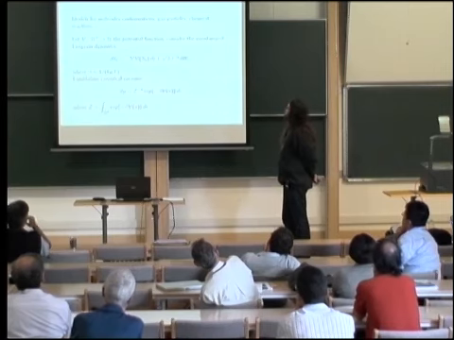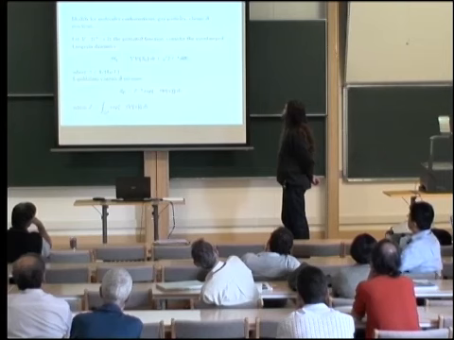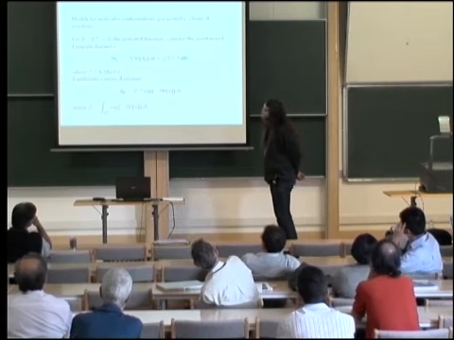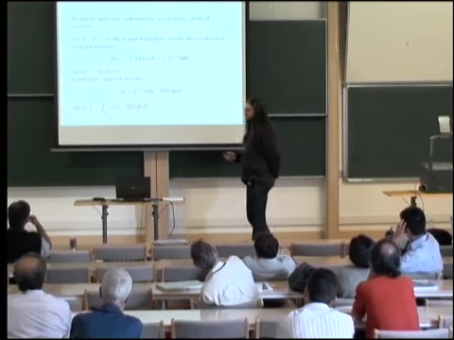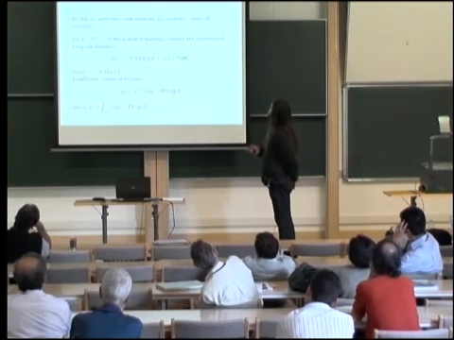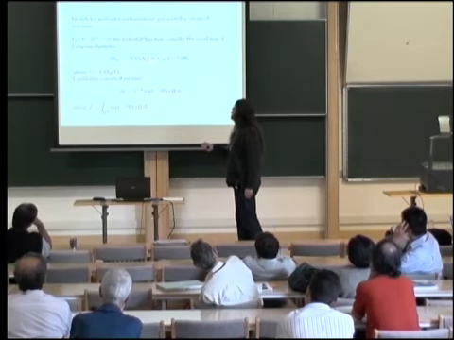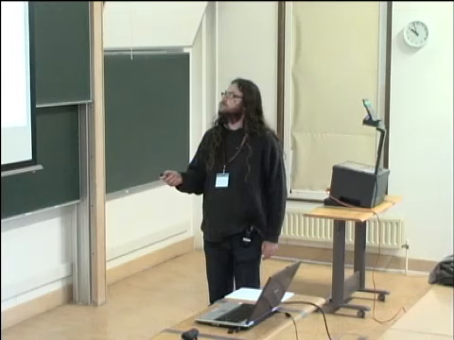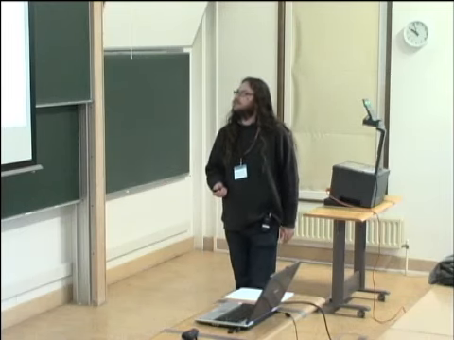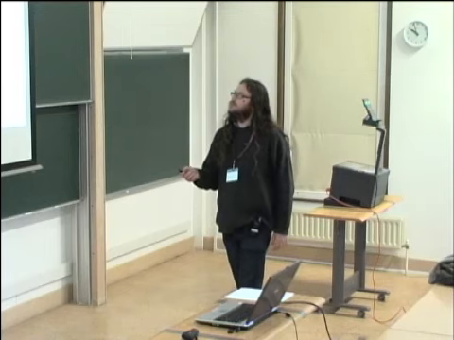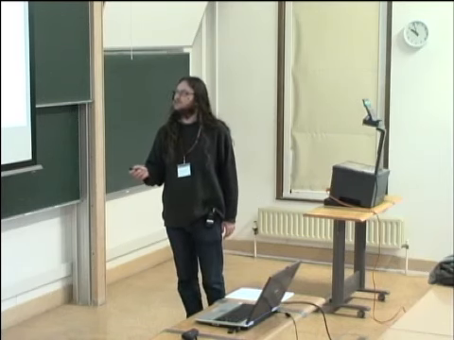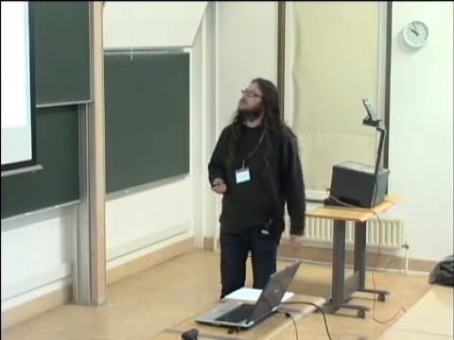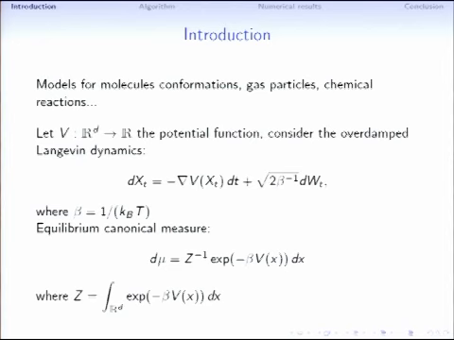Associated to the potential V, we consider what we call the overdamped Langevin dynamics, which is a diffusion process, and the equation is given here. Beta is the inverse of a temperature. Associated with this dynamics, there is an equilibrium canonical measure, which is a Gibbs measure with potential V at temperature 1 over beta. This kind of equation and potential can model a lot of very interesting systems in real life.